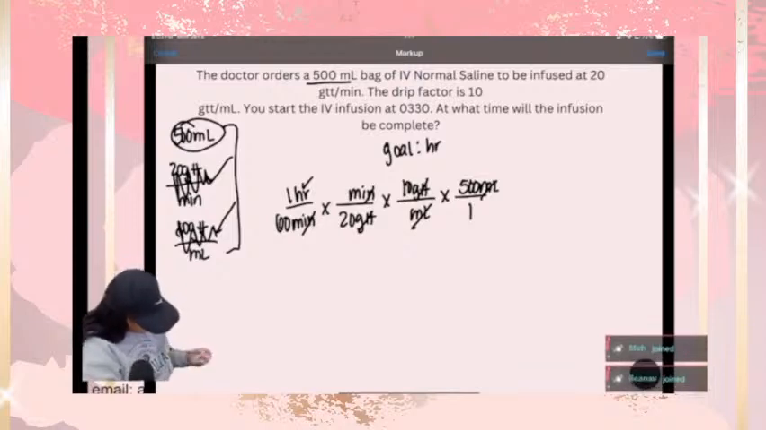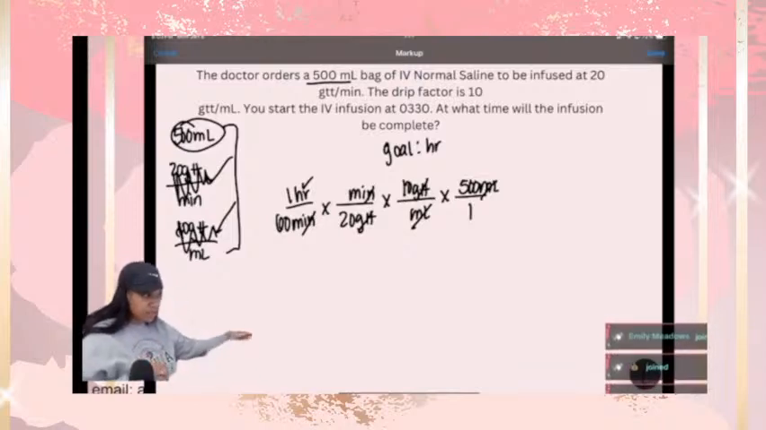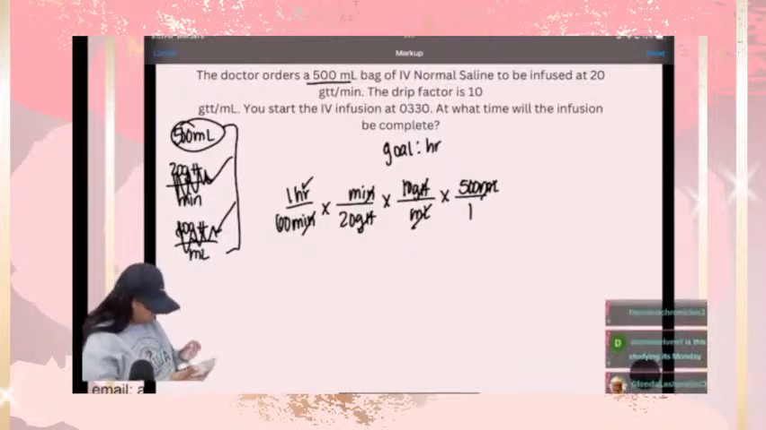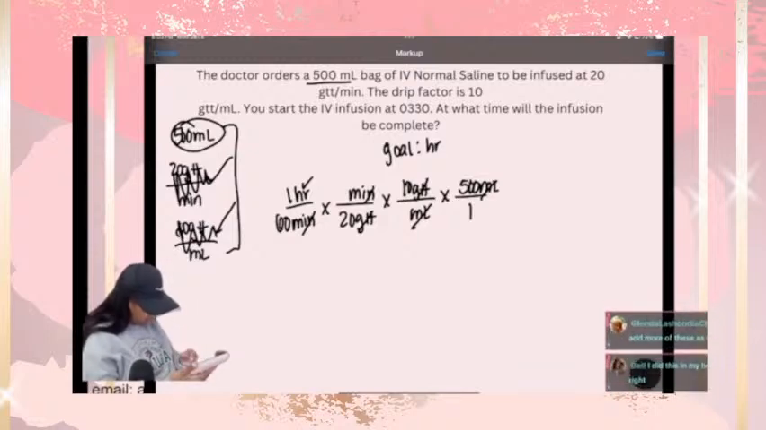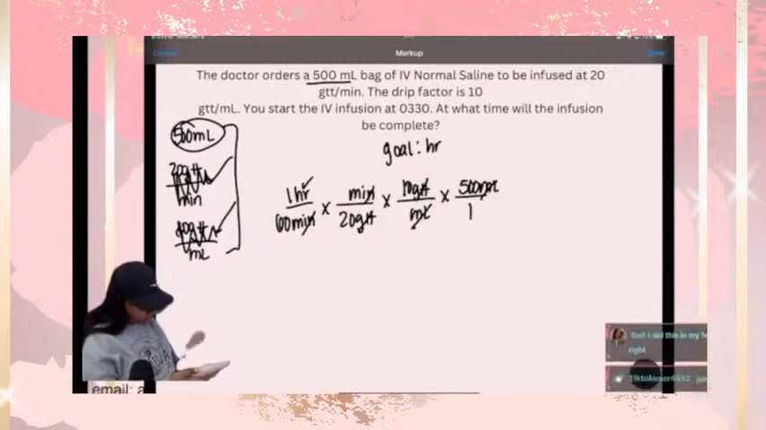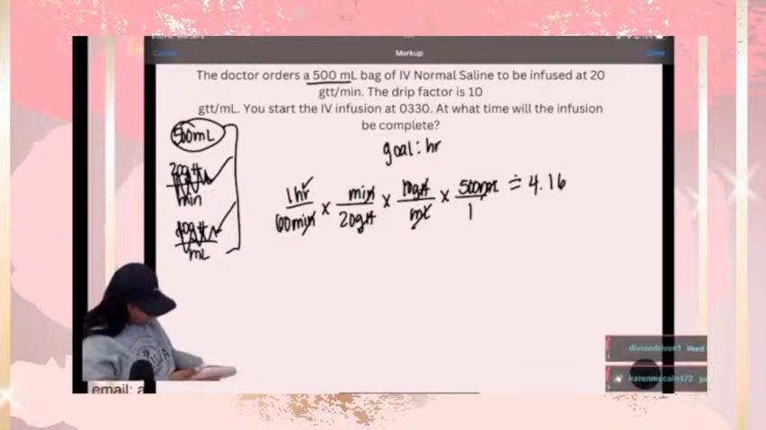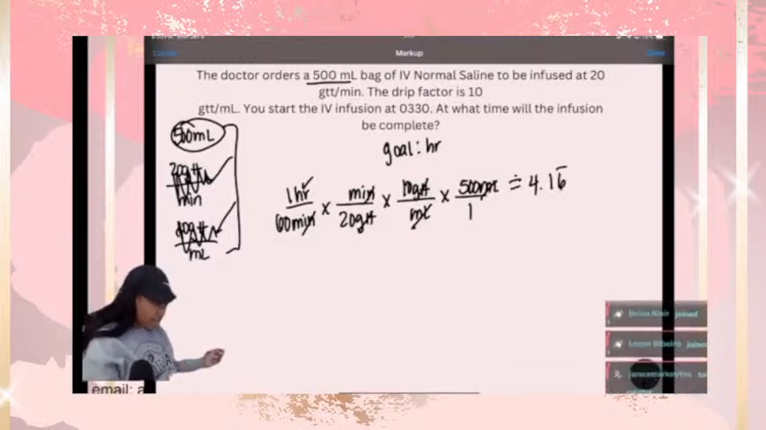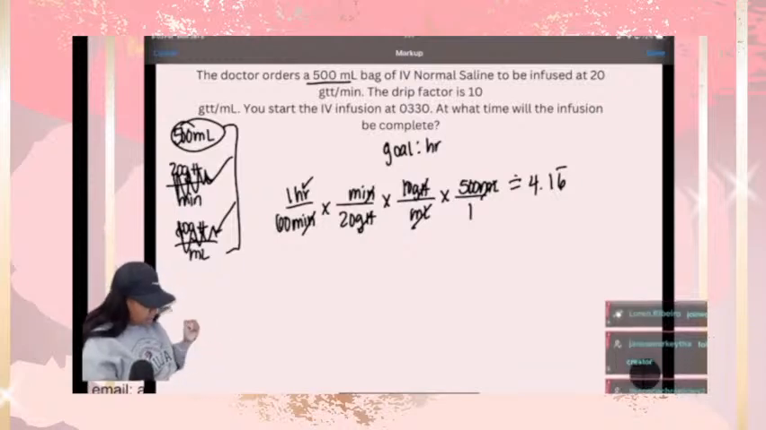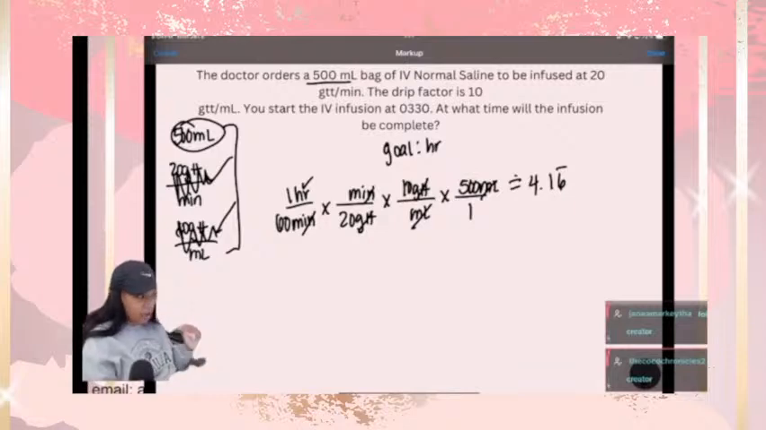Okay, so everything has crossed out except for the time, which is the hours, okay? And 10 times 500 divided by 60 divided by 20 is going to be 4 hours and 1.666666 repeating, okay? So we need to know how many hours and how many minutes to determine the time that it's going to be complete. So check this out.